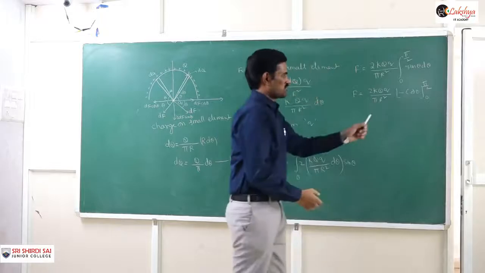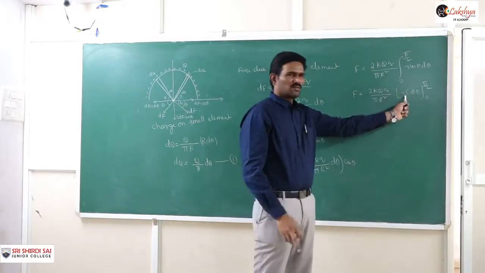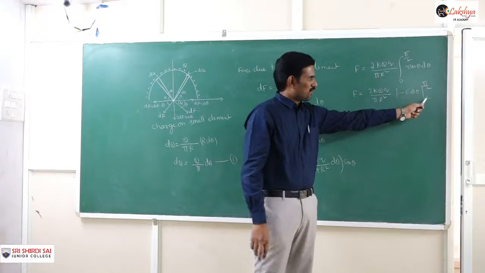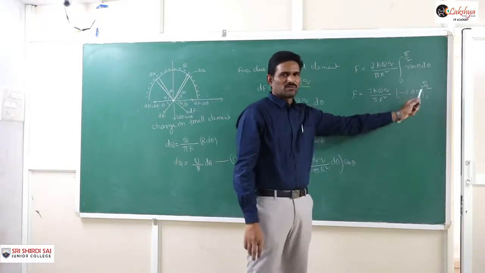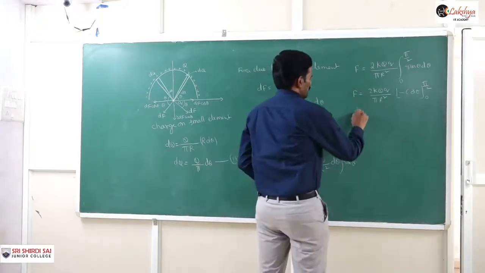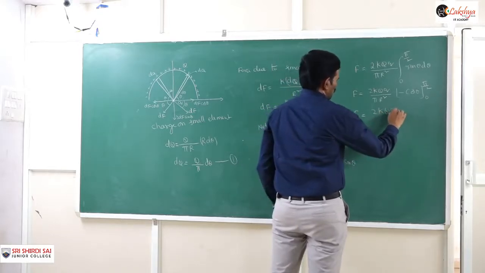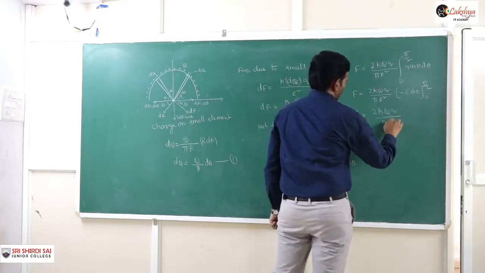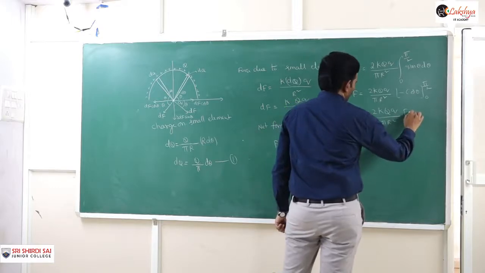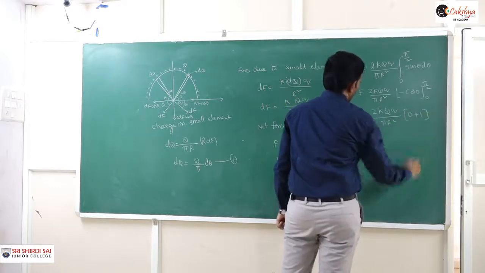And so if we substitute the limits, cos of minus pi by 2, you will get cos 90, which is 0. Minus of minus plus, you will get cos 0, that is 1. That means this total value will be 1. So I can write this as 2 kq by pi r square into this value, which will be 0. The first value is 0, plus 1 you will get.